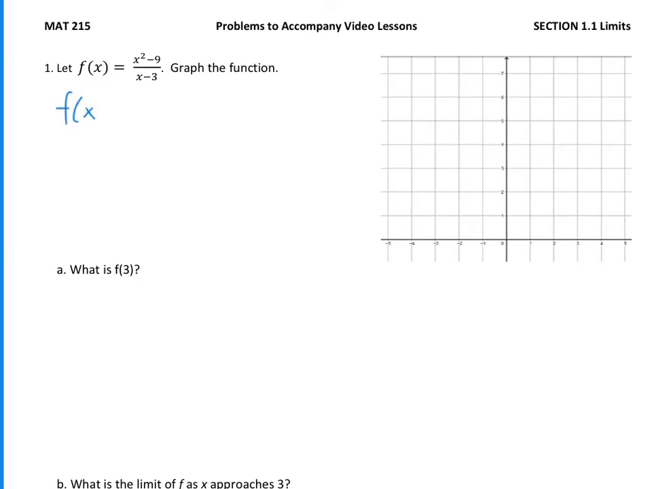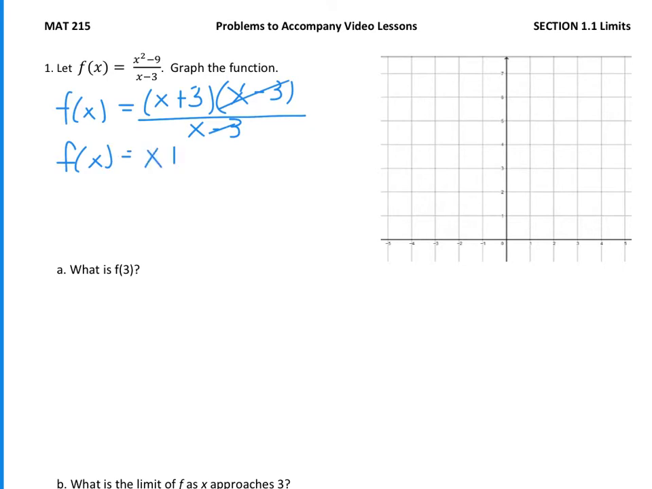F of x equals, we can simplify it by factoring that numerator. It is a difference of two perfect squares, so it factors into (x plus 3) times (x minus 3). And then we still have the x minus 3 on the bottom. Now notice the x minus 3's cancel, so we're left with the function f of x equal to x plus 3. But we need to be careful here.